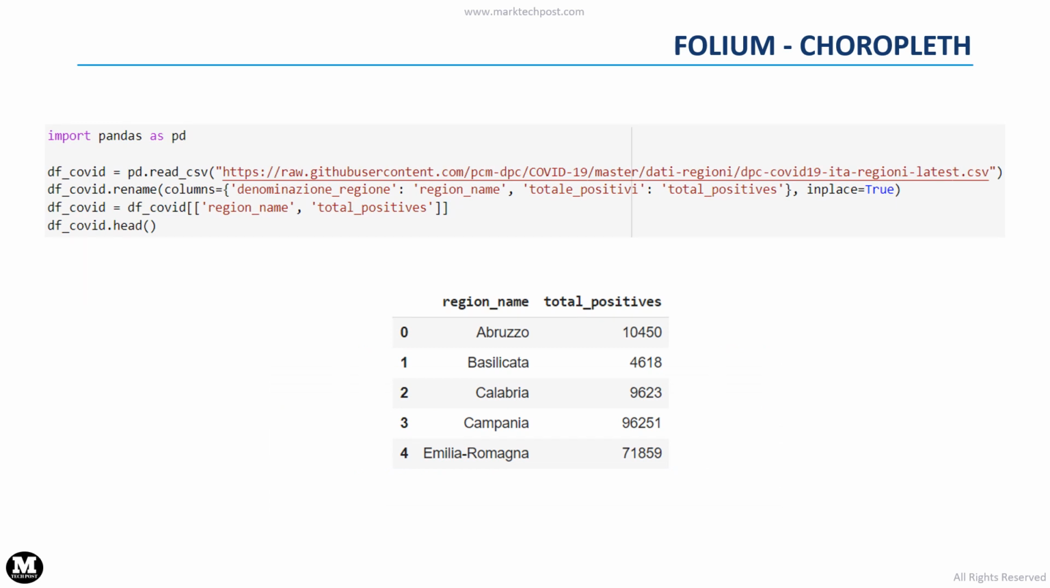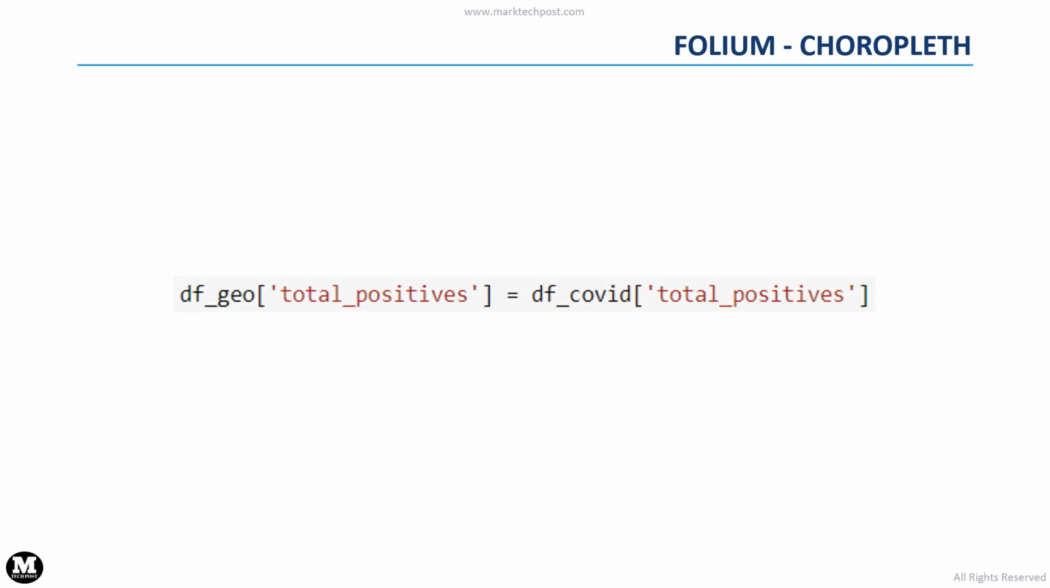Now we can load a data frame containing data related to the Italian COVID situation of a specific day. Also in this case, we rename some columns' names. Then we select only a subset of the data frame columns. Since to draw the choropleth we need both geometric and statistical data, we add the total positives column to the data frame that contains the geometric data. We use the geometric data frame since we still need a GeoPandas data frame to handle the geometry values.